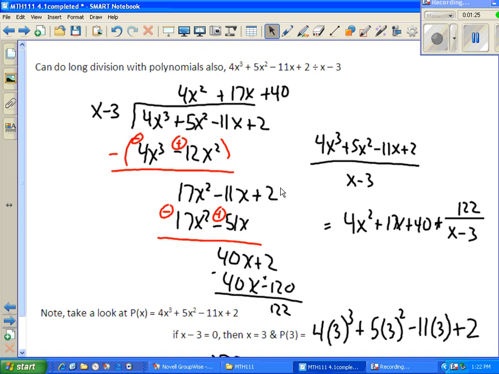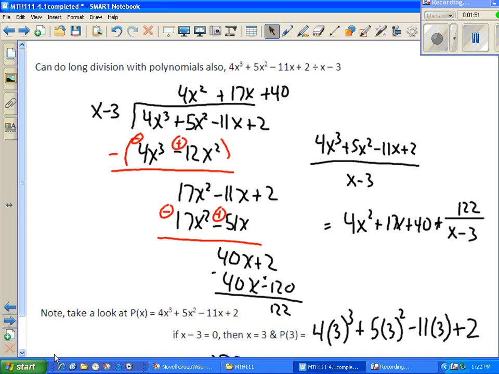Subtract 11x plus 2, so 17x times x is 17x squared. Subtract 51x, and when I subtract that, I get 40x plus 2. Keep going, and I end up with a remainder of 122. So when I took the 4x cubed, etc., divided by x subtract 3, I got 4x squared, etc., plus a remainder of 122 over x subtract 3.